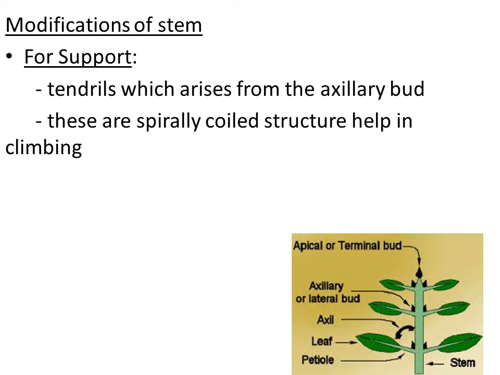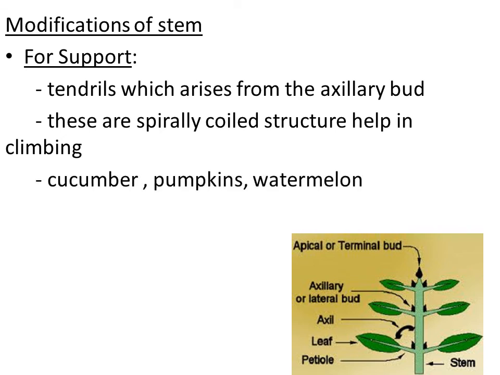This spring-like structure helps in climbing. It climbs the adjacent plant and in turn gives support to the stem, right? In order to give additional support to the growing stem, the axillary bud gets modified into a tendril, right? In many plants we can see the formation of tendrils. The best examples are cucumber, pumpkin, and watermelon.